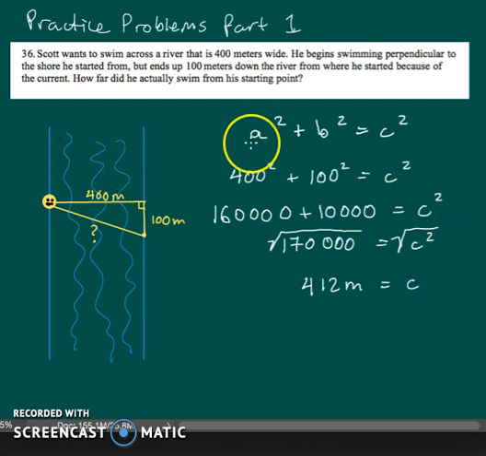And of course, we always ask ourselves, does that make sense within the context of our triangle that we drew? If you look at it, the river is 400 meters wide and 412 is a little bit more than that, which we figure is probably how much Scott swam. It makes sense that he swam a little bit further than 400 meters. So our answer does make sense in this context.